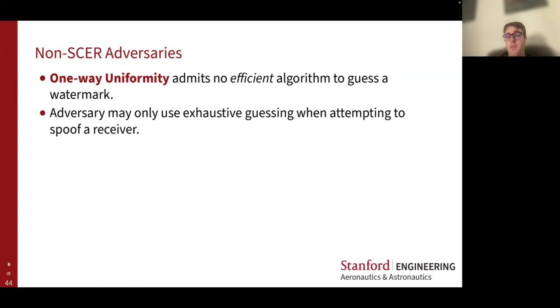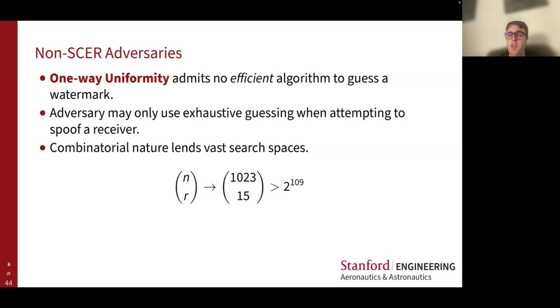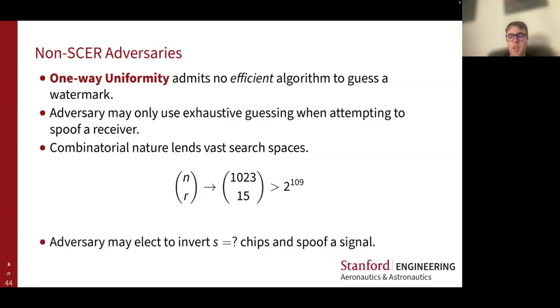Okay, so for the non-SCER adversary, the adversary may only use exhaustive guessing when attempting to spoof a receiver. That means they just have to guess a watermark and roll with it. What's nice about combinatorial watermarks is they lend themselves to vast search spaces. In our example, 1023 choose 15, there's 2 to the 109 possible combinations for each millisecond watermark, which is an enormous number. So the goal here is to create a search space so vast it's infeasible to search it. They just have to pick one and go for it.